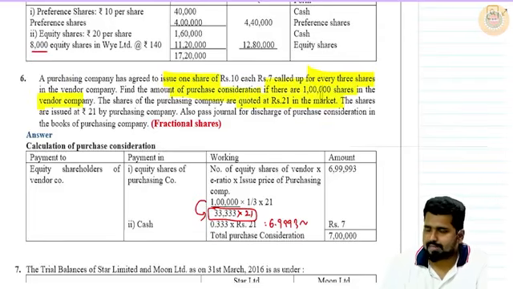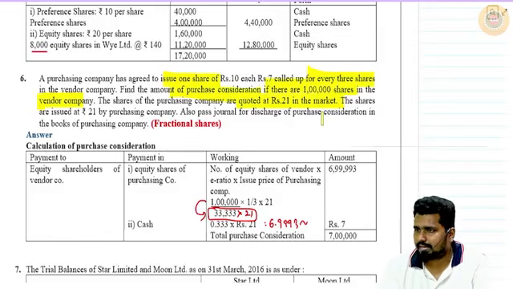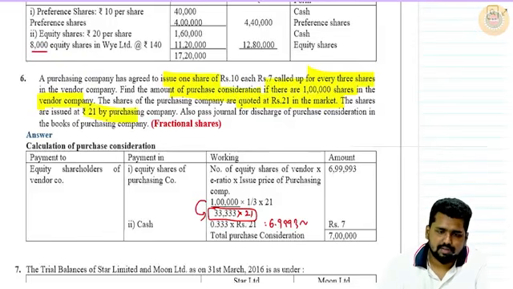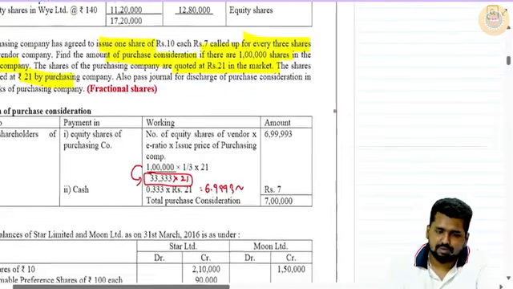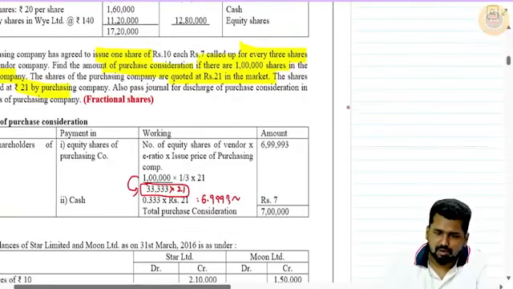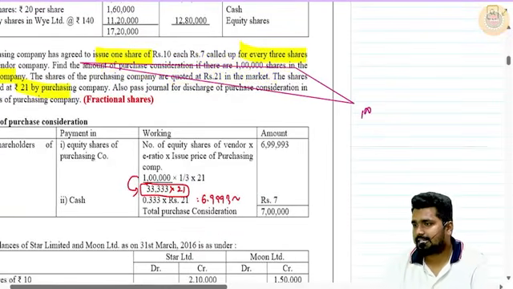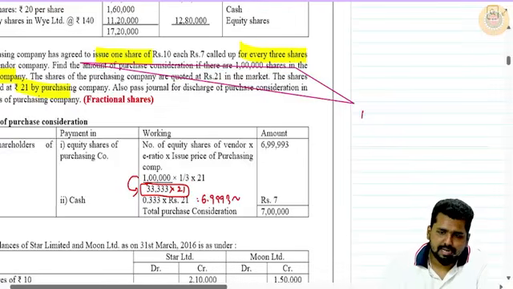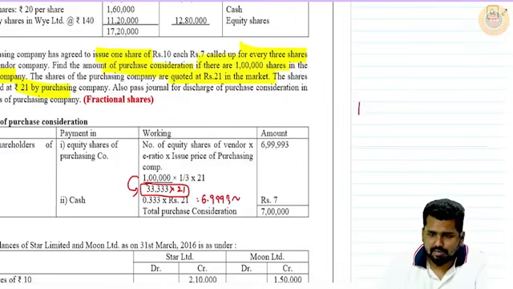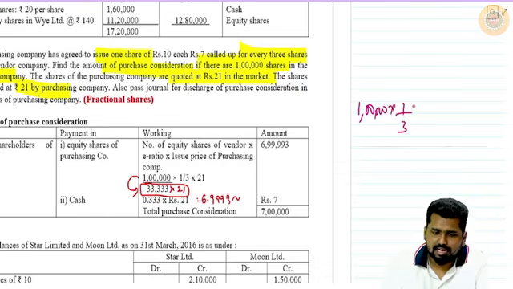The purchasing company market price is quoted at what? 21, and we are issuing at 21. How to calculate PC? There are 1 lakh equity shares. What is the exchange ratio? For every 3 shares, 1 share I am going to give, at a value of 21.